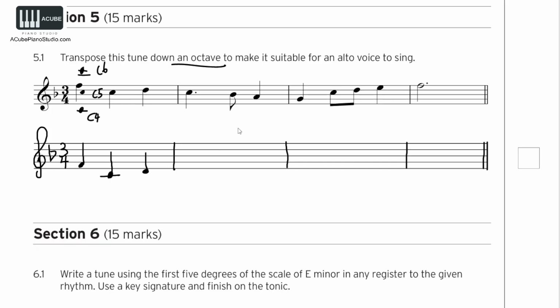Now going to the next bar here, this C is the C5. So make it an octave lower, it becomes the C4.